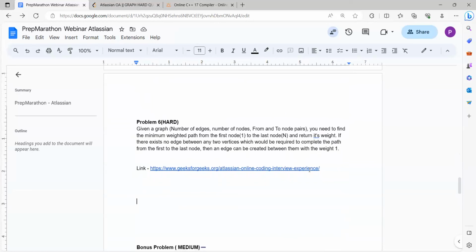Now go through this problem. This is the last hard problem that we had for today. So this is the sixth problem. Go through this. And these are actual Atlassian questions. So if you are able to solve them, then great, you're doing really nice.